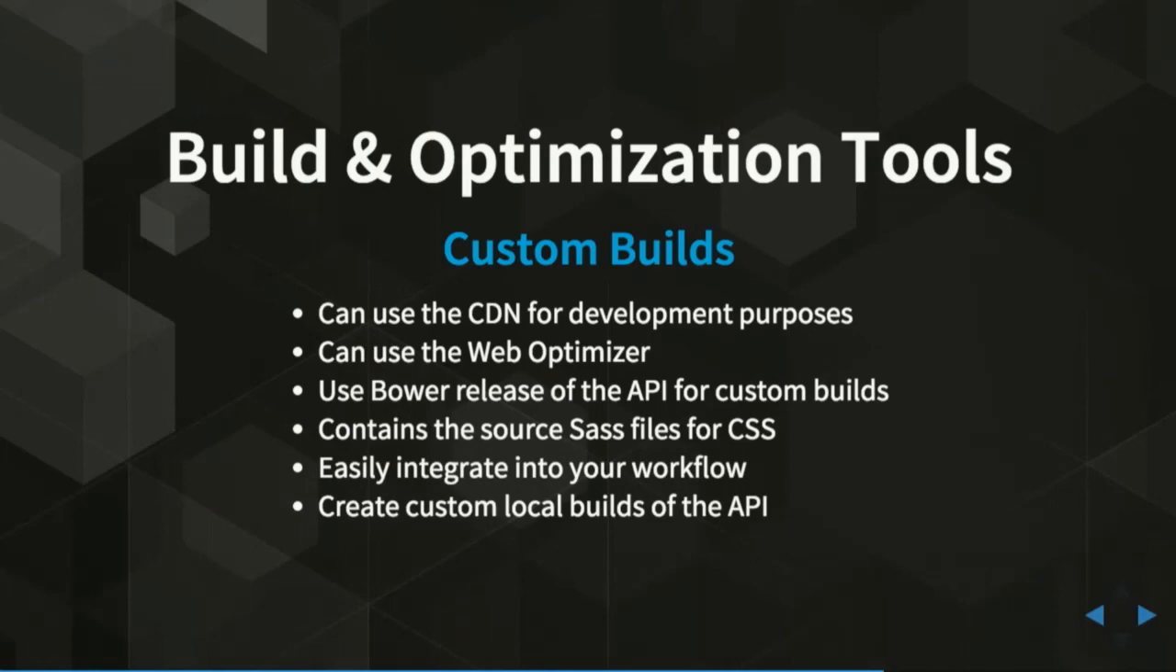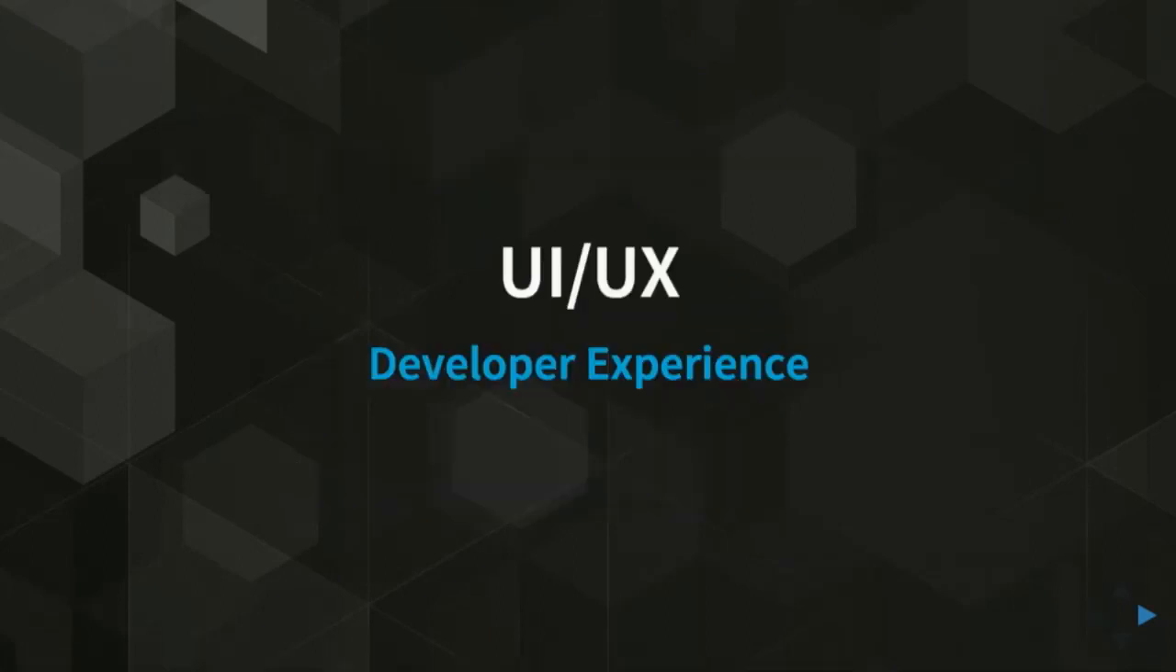The Bower repo is also going to contain the source SASS files that we use for the CSS in the API, so that you can update those SASS files on your own, integrate them into your current build workflow, and have full control to do custom local builds of the API and your application. With the right tooling, you can get down to having a single JavaScript file and a single CSS file.